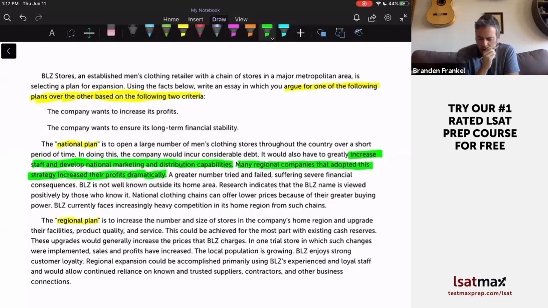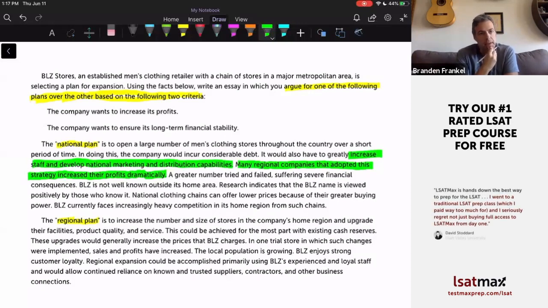I would say that sometimes there are facts that can cut both ways. And so when I see the fact that Rachel pointed out that it would increase staff and develop national marketing and distribution capabilities, I think that is probably a good fact for increasing profits eventually, but it is also a big expenditure. And so sometimes a fact can be used in one way, in making one argument, and in another way. So I think that's a good fact.